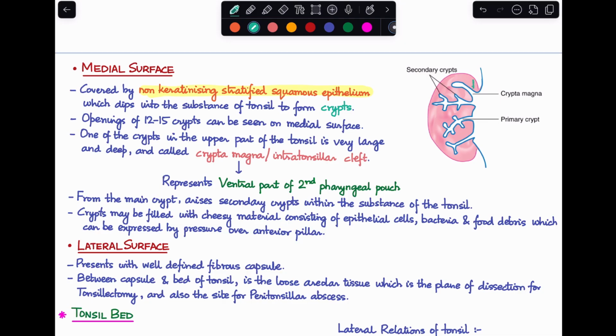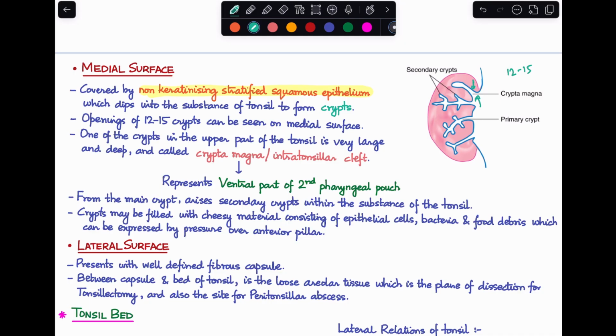It dips into the substance of the tonsil. And as it dips, it creates crypts within it. Now, we have a lot of crypts which open into the medial surface over here, about 12 to 15 crypts open into this surface.